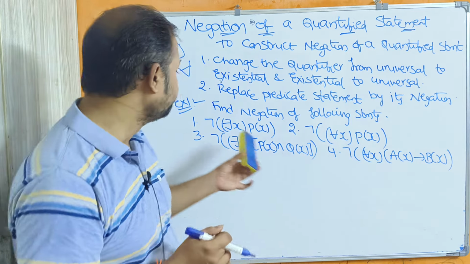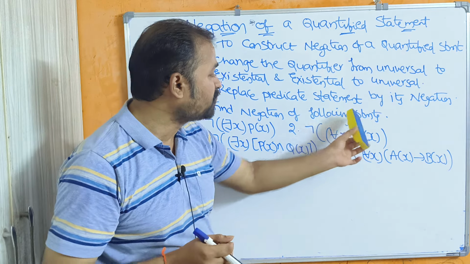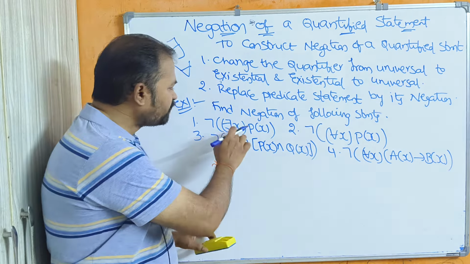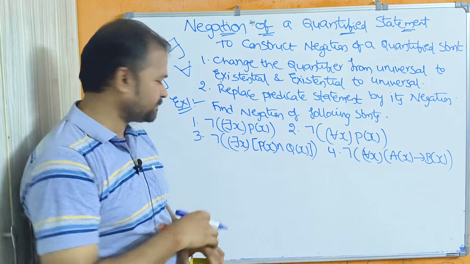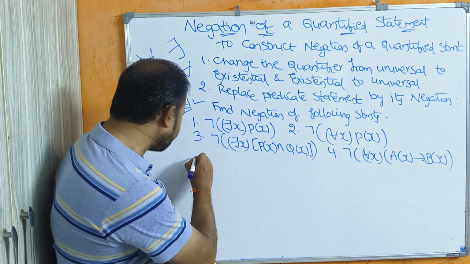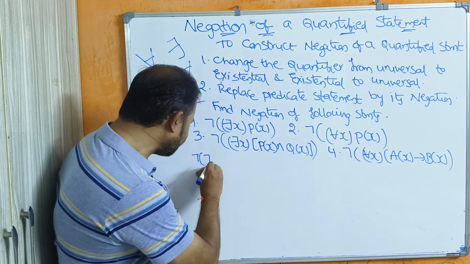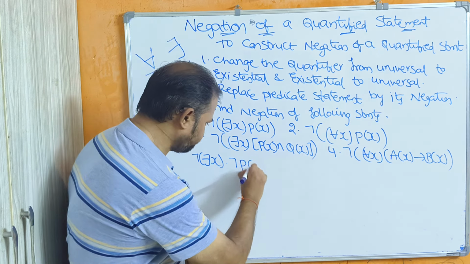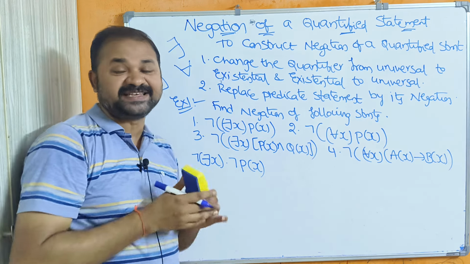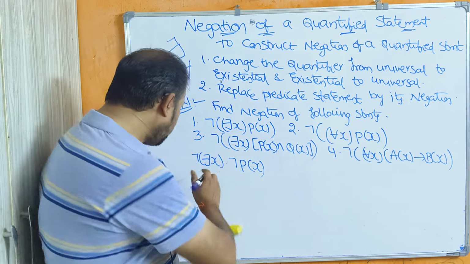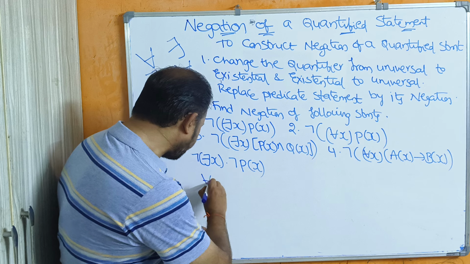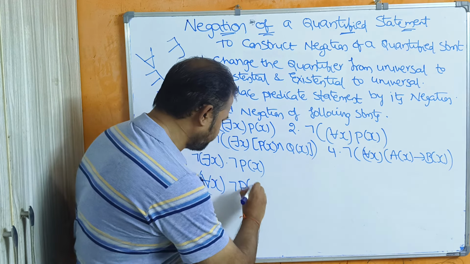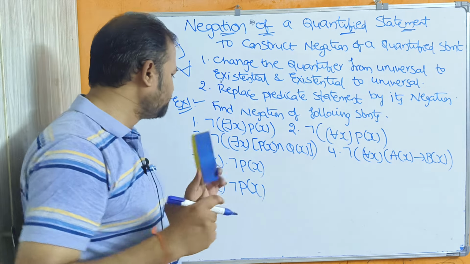Let's see the first example. Find the negation of the following statements. The first statement: negation of there exists x, p of x. We can write this as negation of there exists x, as well as negation of p of x. Negation of there exists x means we have to change it into the universal quantifier. So for all x, negation of p of x. This is the result for the first one.